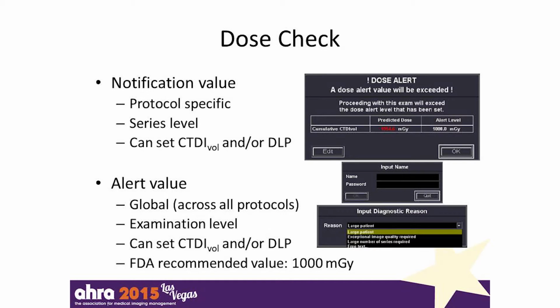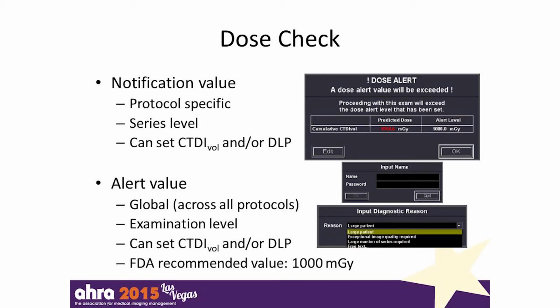And then there's also the NEMA XR29 requirement of dose check. Dose check is a software package that can be installed on CT scanners that, before the scan, can notify or alert you if the CTDI or DLP is predicted to go above thresholds that you set. And the way it works is there's really two levels.